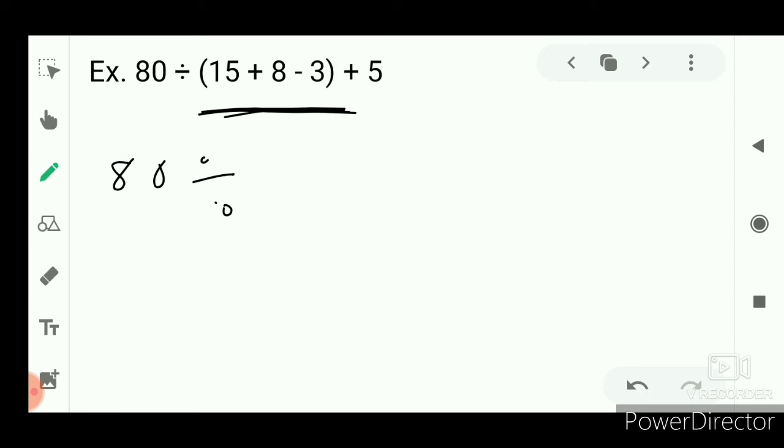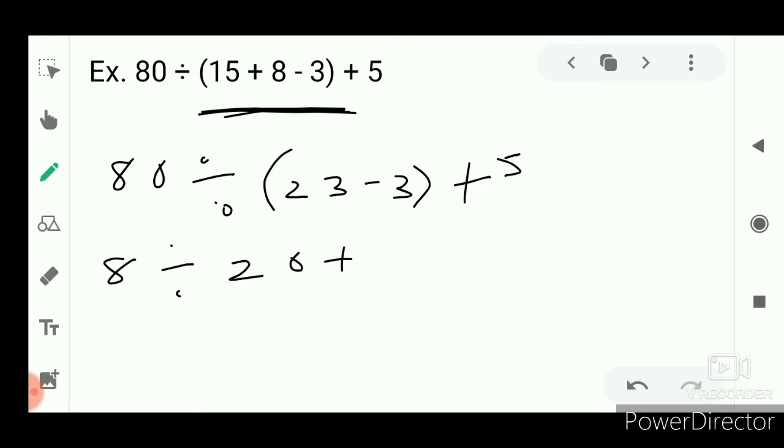That is, we have to carry out multiplication and division first, then addition and subtraction from left to right. Okay, so we have to carry it out. We solve this bracket: 15 plus 8 is 23, minus 3, then plus 5 will remain as it is. Then 80 divided by, this bracket will give 23 minus 3, that is 20, plus 5. Now we have to see from left to right whether division or multiplication is present. Yes, division is present.